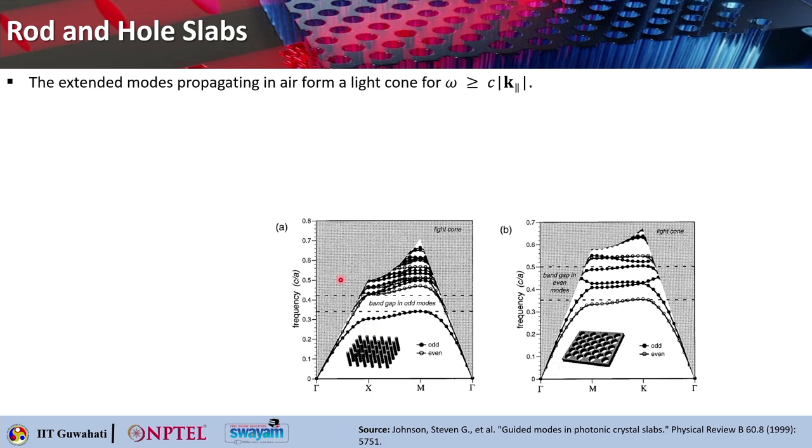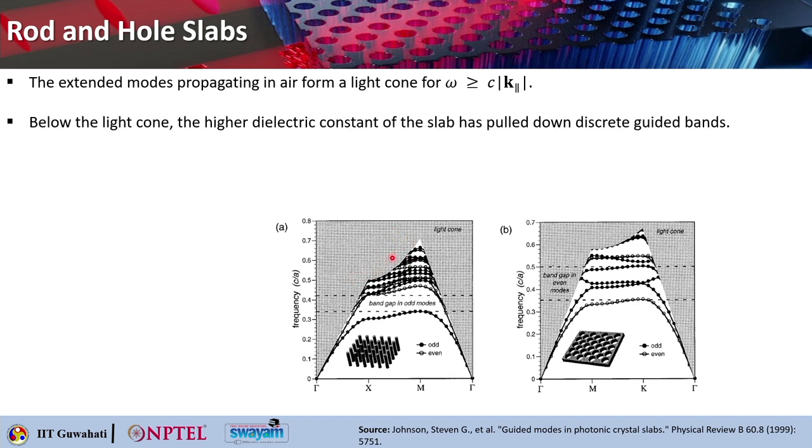So the extended modes propagating in air basically form a light cone for omega greater than or equal to ck, or you can say ck parallel. This particular slope corresponds to the equal sign, and then there are some regions which are also extended, so these are the extended modes.